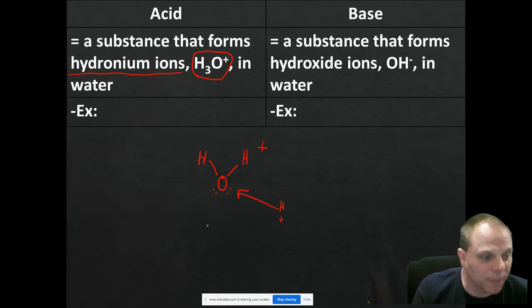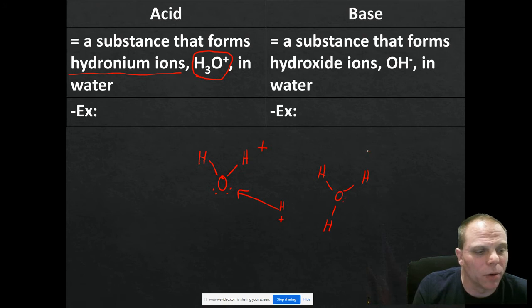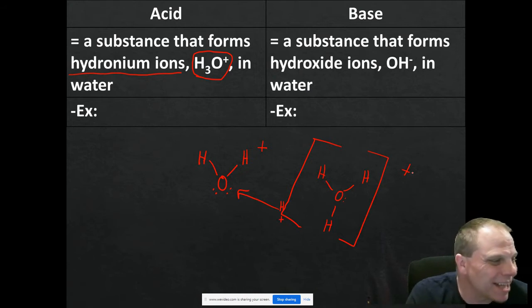So it's basically saying we have H3O now, and there are a couple of little electrons still, and this whole thing has a positive charge. We're writing crooked now, sorry. All right, so that's hydronium ions.